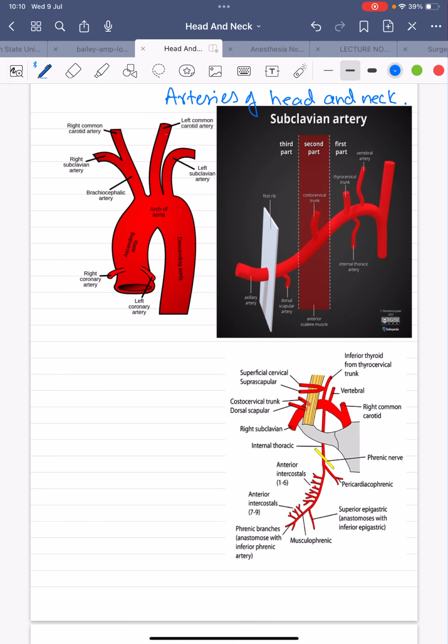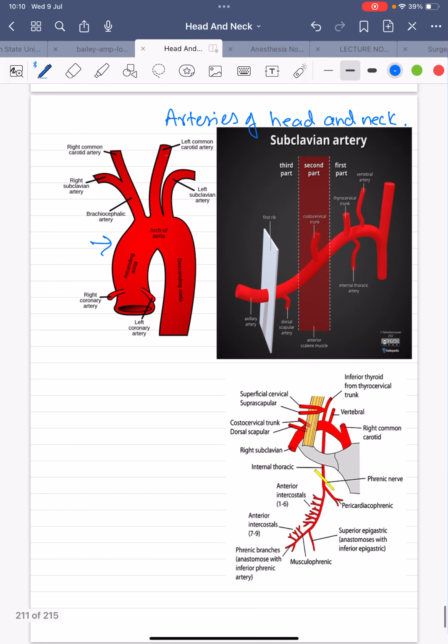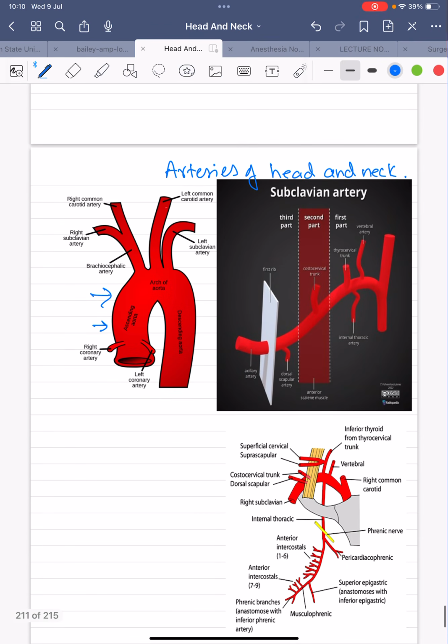As you can see in this diagram, this is the ascending aorta, then it forms the arch of aorta. From the arch of aorta, the first branch coming out is the brachiocephalic trunk. Second is the left common carotid artery, and third is the left subclavian artery. So the first MCQ you must remember: the left subclavian artery comes out directly from the arch of aorta. The right subclavian artery comes out from the brachiocephalic trunk.